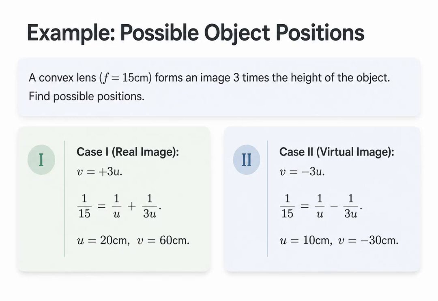What if a convex lens of focal length 15 centimeters forms an image 3 times the object's height, but we don't know if it is real or virtual? We must consider both cases. If the image is real, V equals positive 3u, which gives an object distance of 20 centimeters. If the image is virtual, V equals negative 3u, resulting in an object distance of 10 centimeters.